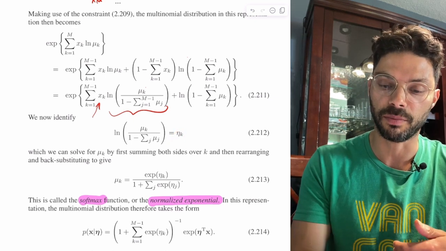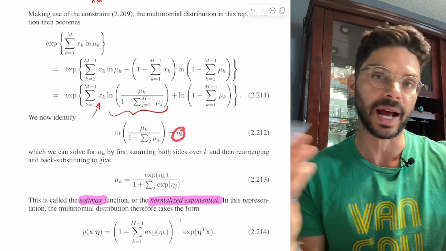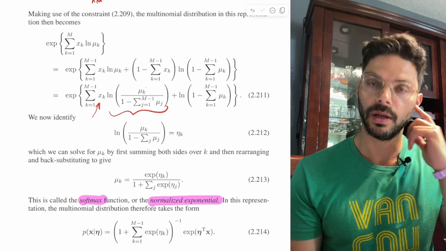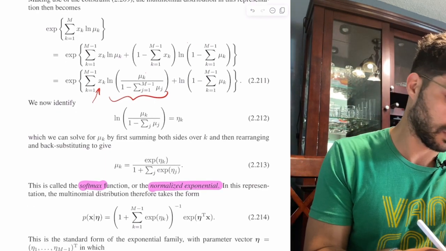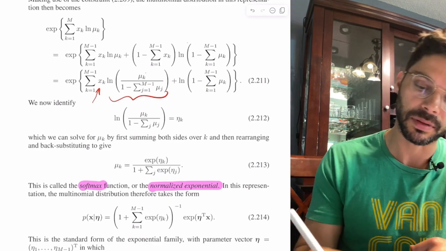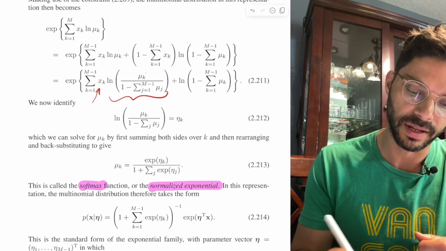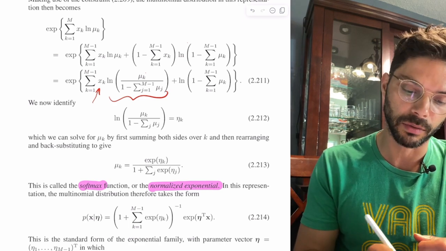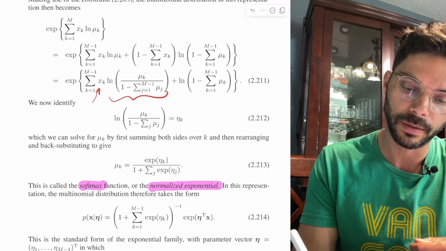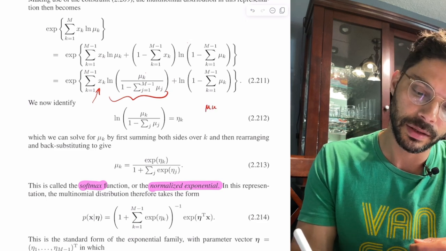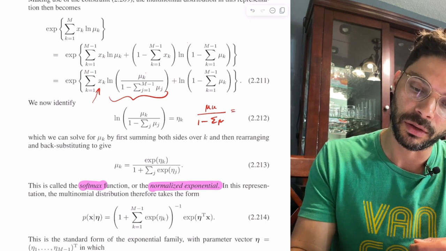So now we want to express mu of k in terms of the natural parameters, exactly the same as we did in the case of the Bernoulli random variable. So how are we going to do that? Let's just do a couple of steps of it. The very first thing we're going to do is exponentiate. The way I did it was I just said first let's exponentiate. So we'll get mu of k over 1 minus, I'm just going to call it the sum of mu, is equal to exp eta k.